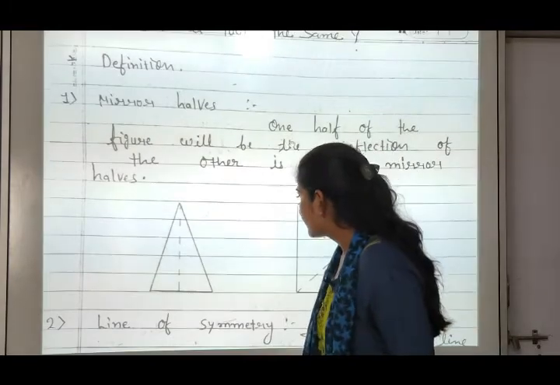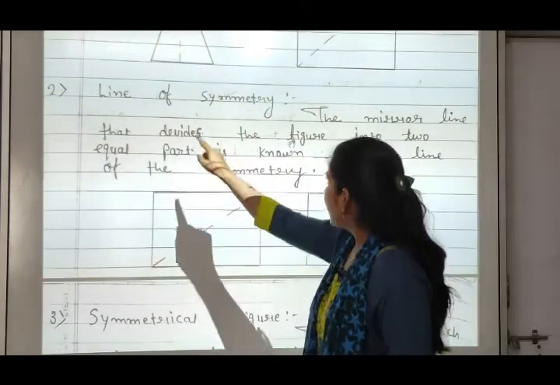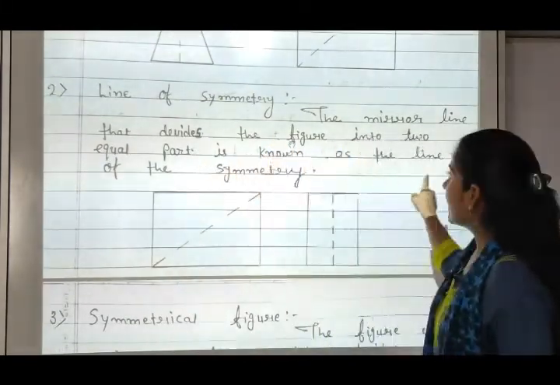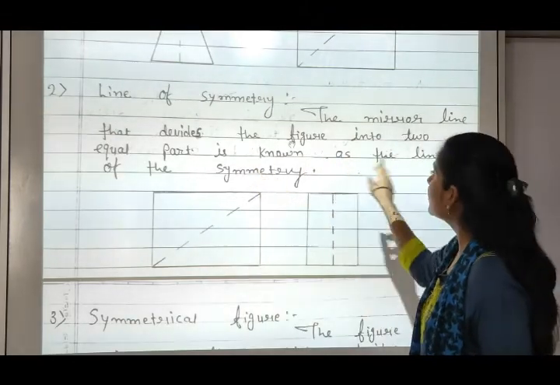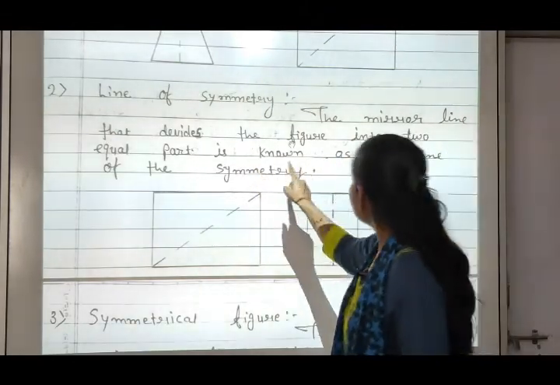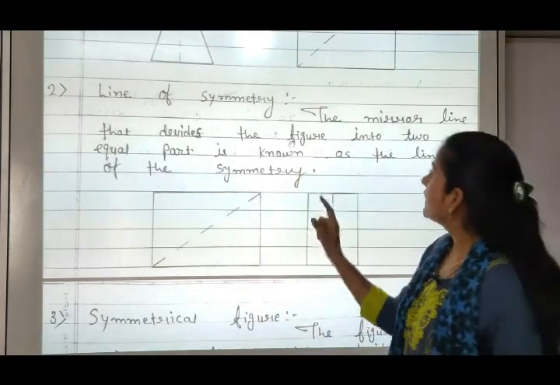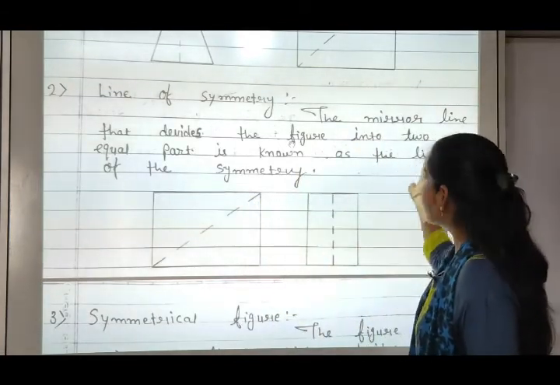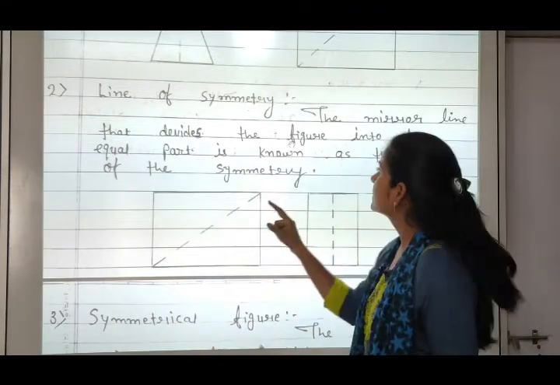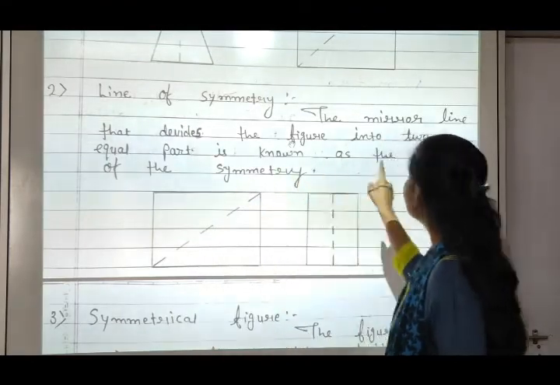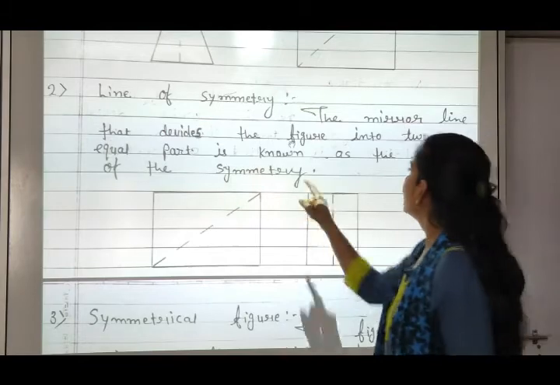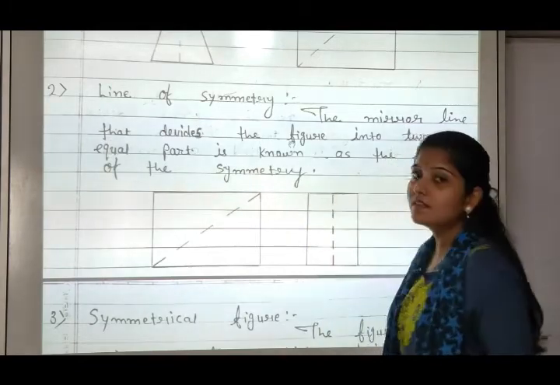Now second, line of symmetry. The mirror line that divides the figure into two equal parts is known as the line of symmetry. I repeat, line of symmetry. The mirror line that divides the figure into two equal parts is known as the line of symmetry.